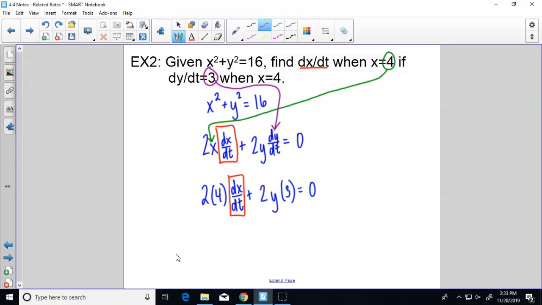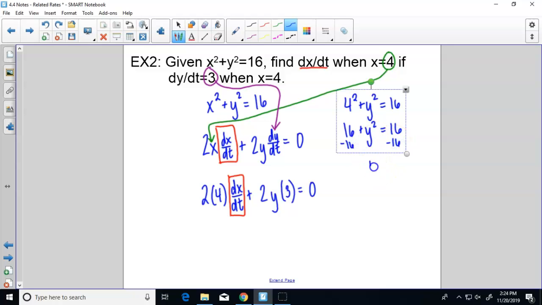You could. And since we know x equals 4, we can plug that in there. So the original equation, if I know an x value and I plug it in, it gives me the y value, right? So I'm going to go back up here, and I'm going to take this 4 and put it into the original equation. So 4 squared plus y squared has to equal 16. So 16 plus y squared equals 16. So I'm going to subtract my 16. What does y have to be? y equals 0.